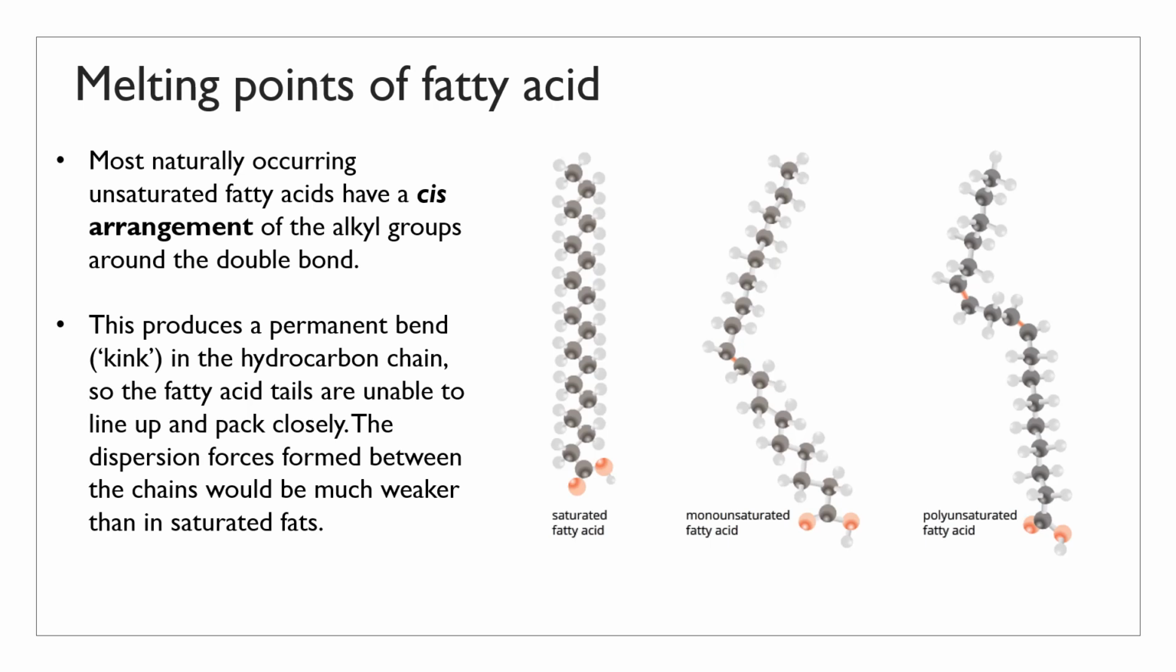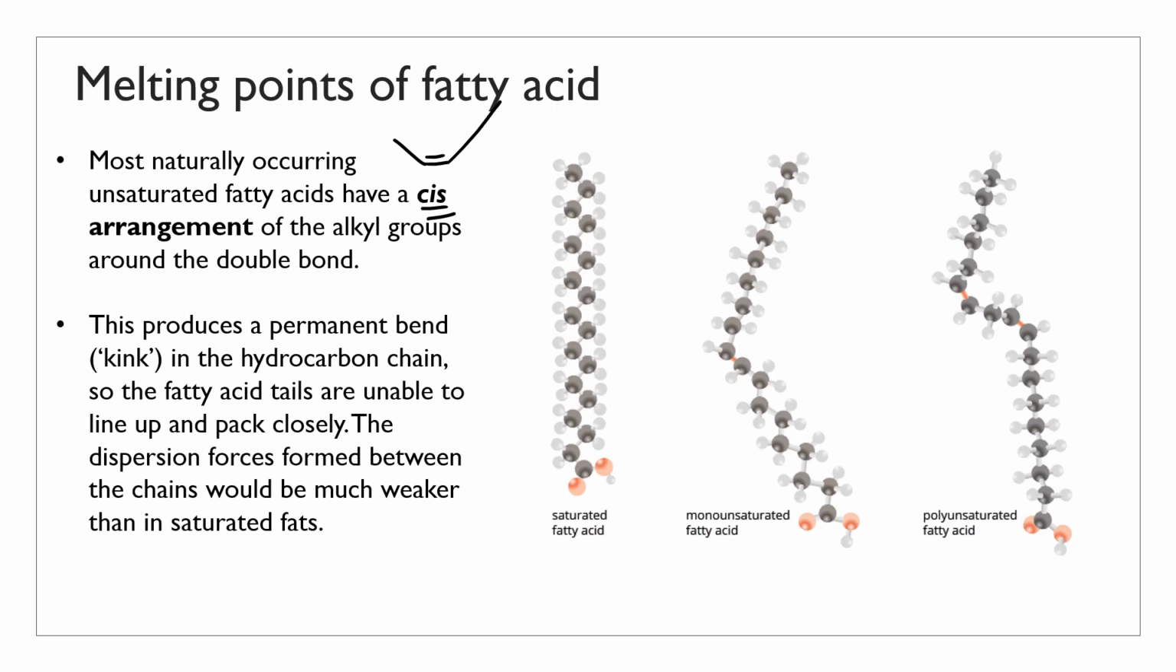And the reason for this, obviously, is because of the stacking. The unsaturated version will have a carbon-carbon double bond, and the naturally occurring orientation of fatty acids is the cis arrangement. The cis arrangement would make it quite difficult for stacking to occur. This produces a permanent bend or a kink, which you may have heard of in biology. So there is a kink in the hydrocarbon chain, which prevents the fatty acid tails from lining up and packing closely together. So the dispersion forces formed between the chains would be much weaker than in the saturated version.